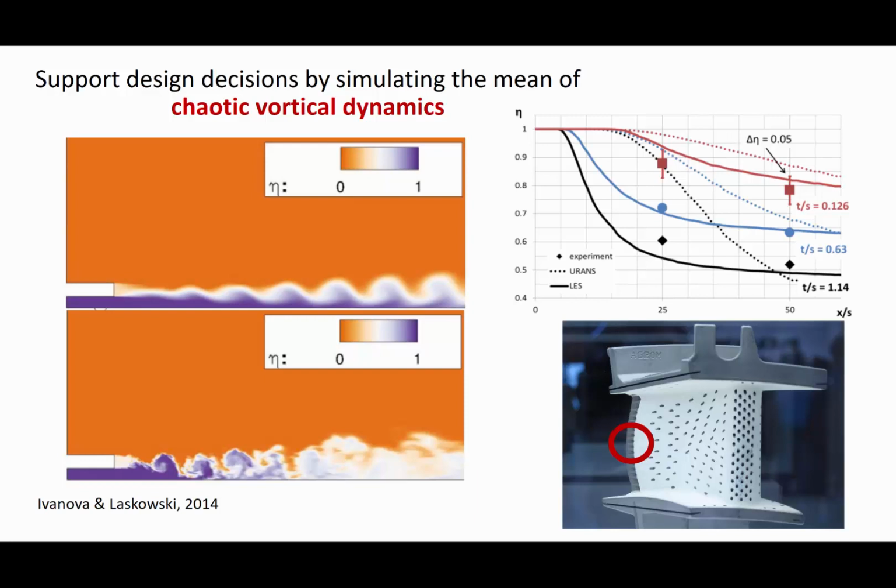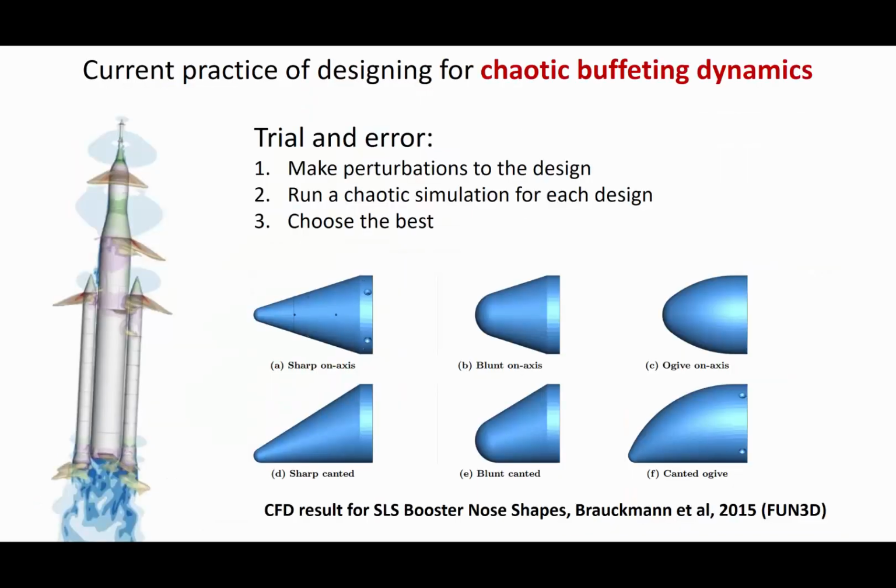For example, if you're interested in heat transfer over the tail of a turbine blade, where there is a cooling flow coming out of slits like that, and you want to see how effective the cooling is, if you use unsteady RANS, you are vastly over-predicting the cooling effectiveness of the flow coming out. And the chaotic type of large eddy simulation is really necessary for you to do any engineering decisions based on this kind of simulations. Okay, so the current practice of doing this is really trial and error.